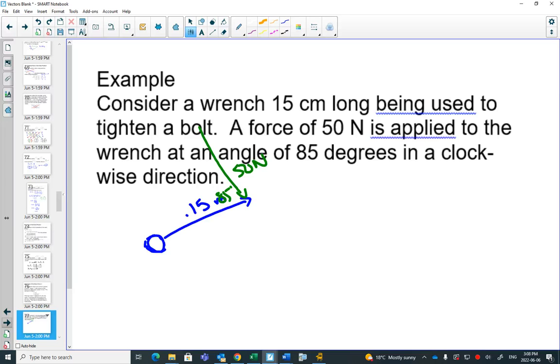Now, in order to do the cross product, your vectors have to be tail to tail. So we would need to take this vector and redraw it tail to tail here with 50 newtons. If these are parallel, which they are, does it make sense that this 85 transfers? The green ones are parallel. Yes. If the green ones are parallel, then the angle of 85 there would translate to the same as the angle of 85 there.